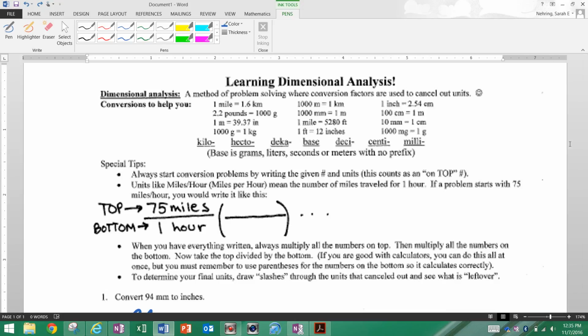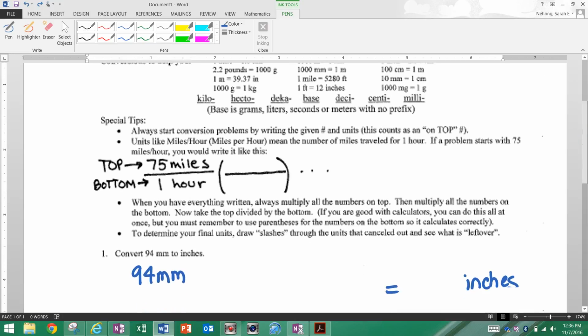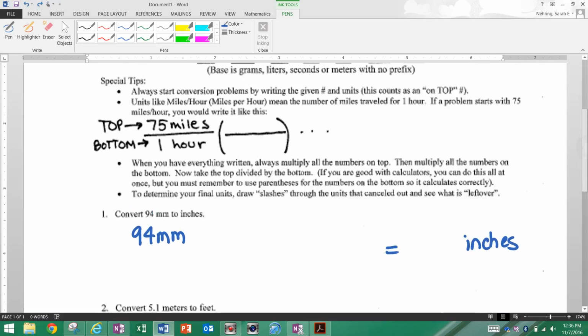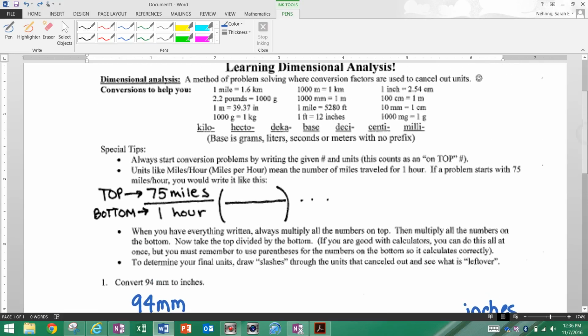Welcome. In this video we're going to talk through some of the problems from the Learning Dimensional Analysis handout. Our goal is to convert one unit of measurement to another unit of measurement using the information provided here at the top of the page.